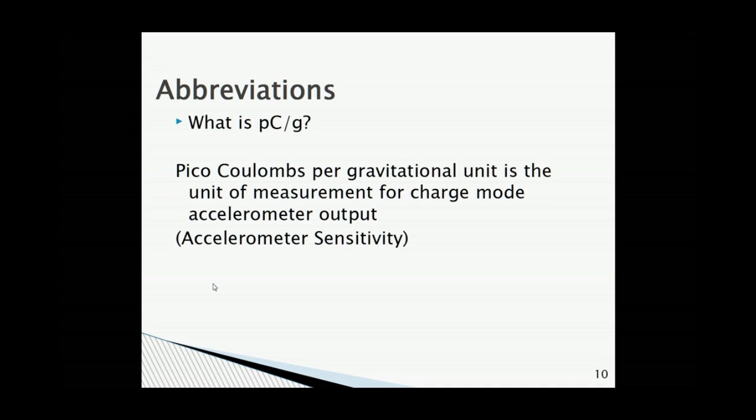Now, there are different types of tests and different instances when you would need to use a picocoulomb per G charge mode accelerometer or a voltage mode accelerometer which uses millivolts per G. We will discuss this in a later presentation. And once again, I just wanted to get you familiar with some of the units of measurement that you will encounter in the vibration test field.